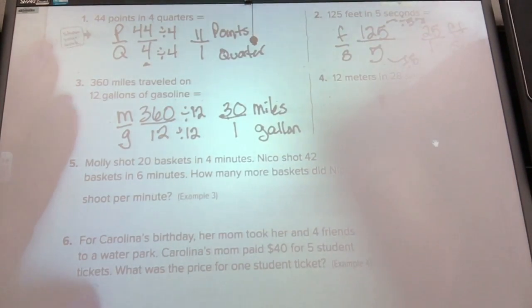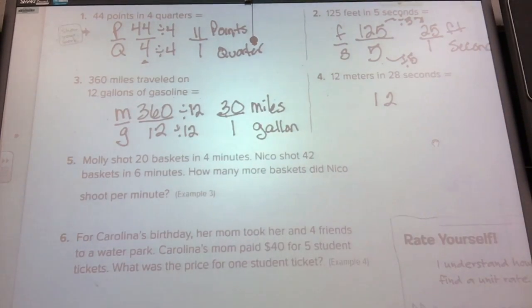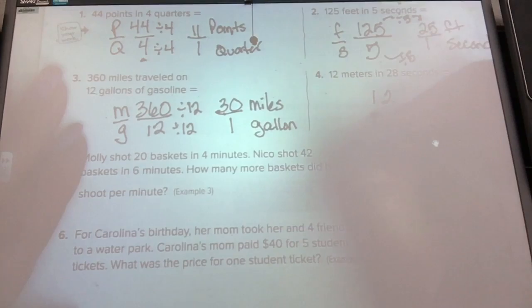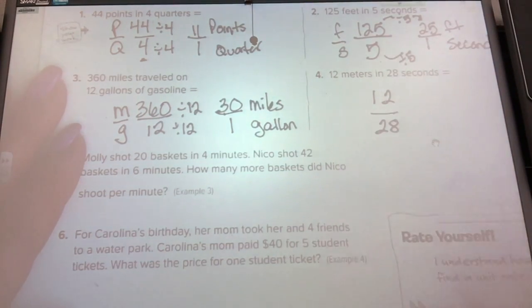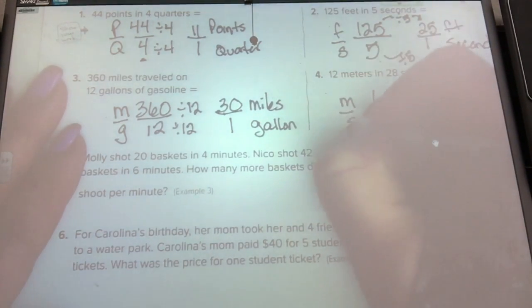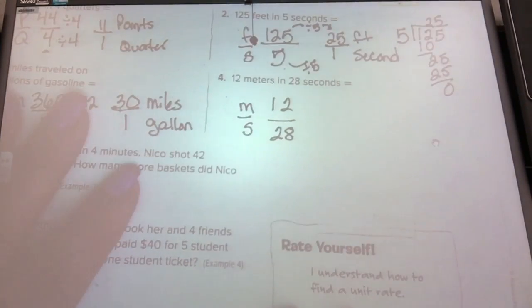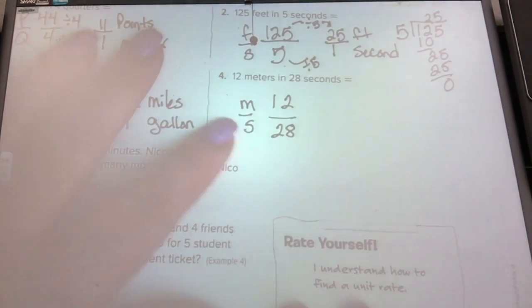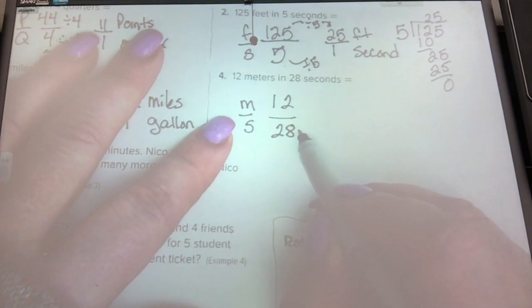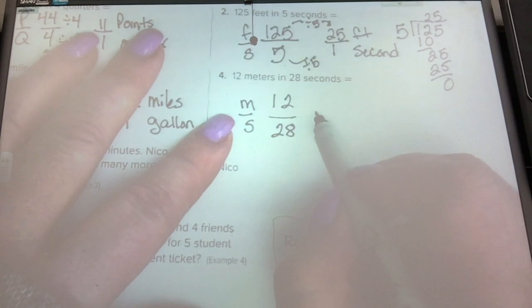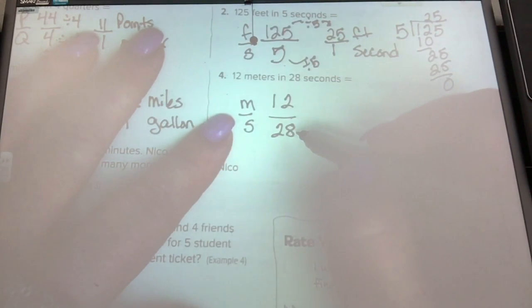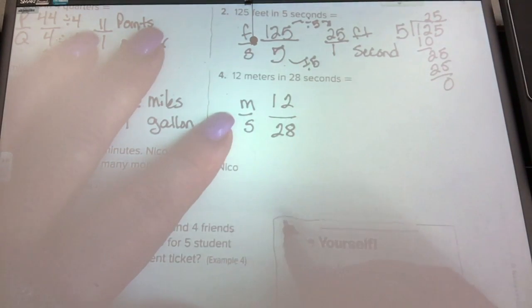How about 12 meters in 28 seconds? Meters in seconds. Now, what would be the problem with this right now as it stands? If we divide 28 divided by 28, we would get 1. But can we do 12 divided by 28? No, and you can't just switch them to make it easier on yourself. So now we're just going to reduce down as low as we can. What number would go into both of those?